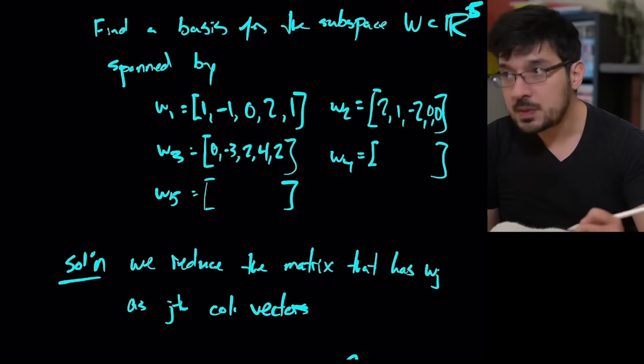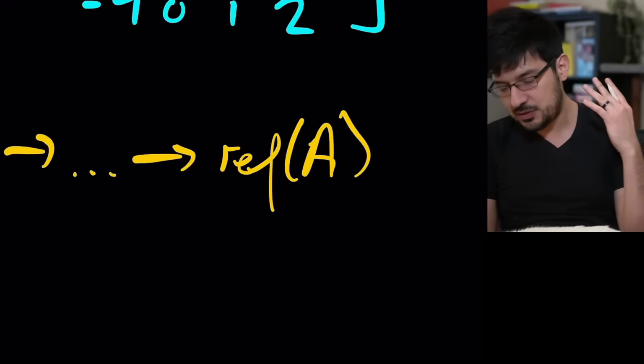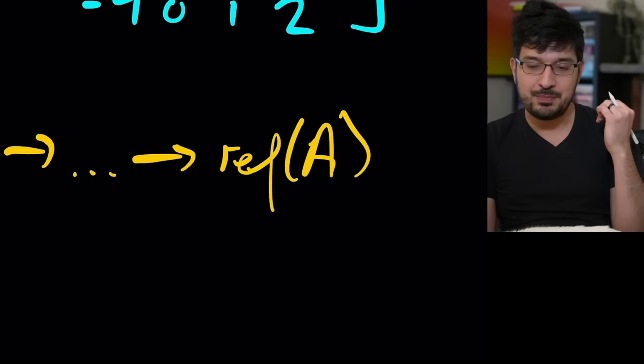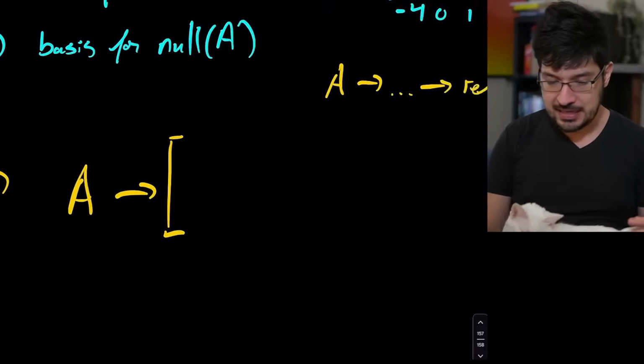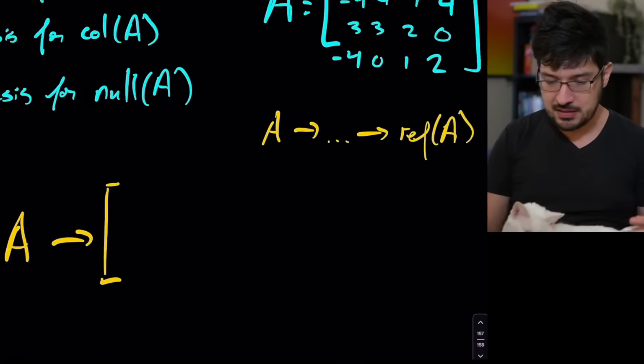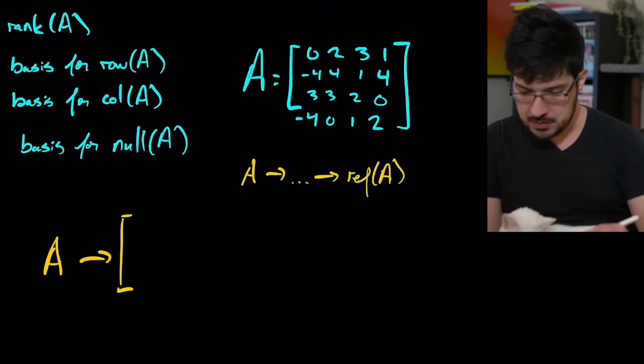I want to say row echelon form of A, but this is not a function because a matrix has multiple row echelon forms. There's a unique reduced row echelon form. But by abuse of notation, let's just write that, even though that's not accurate. That's okay. We don't have to be accurate. We're just mere hobbyists over here.